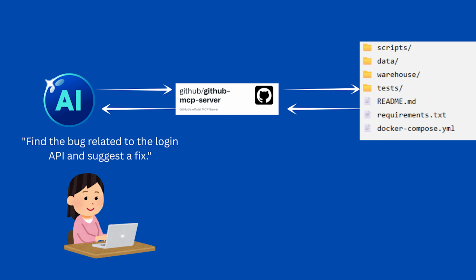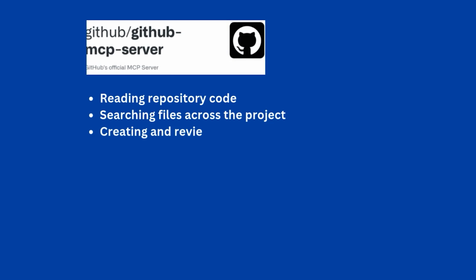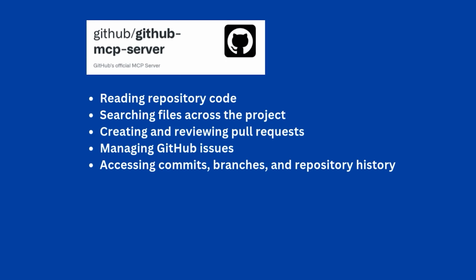Or imagine you have received a bug report. Instead of searching through dozens of files yourself, you can simply ask, find the bug related to the login API and suggest a fix. So it can inspect the relevant files, identify the issue, explain the cause of the bug, and even generate the code changes. GitHub MCP also supports many common development tasks, including reading repository code, searching files across the project, creating and reviewing pull requests, managing GitHub issues, accessing commits, branches, and repository history.